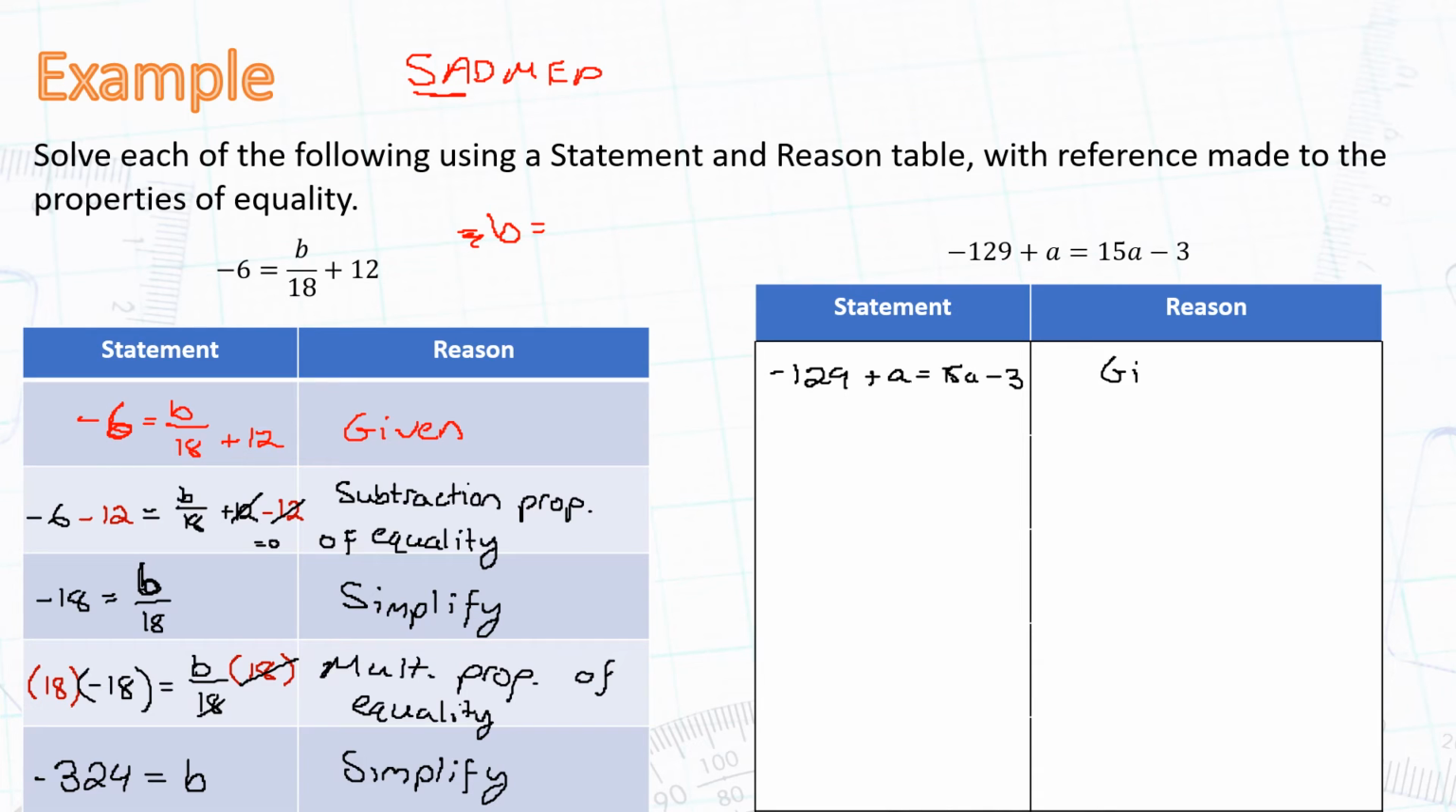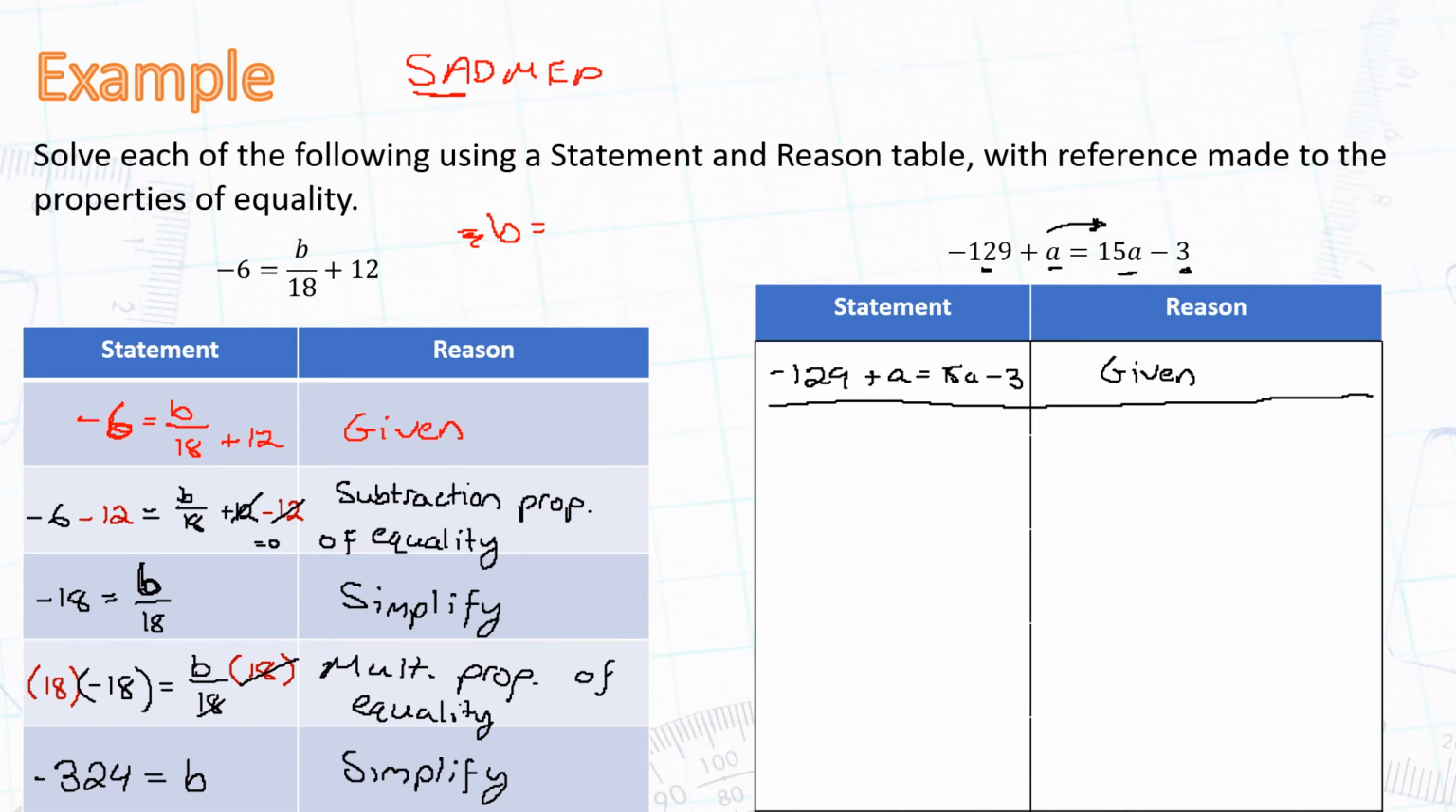Okay, so we got our given statement. And then I usually just draw a horizontal line under each one so that I know which ones are separate. We've got A's on both sides: an A on the left and an A on the right. We've got numbers on the left and numbers on the right. 15A is bigger than 1A, so I'm going to bring the 1A over.